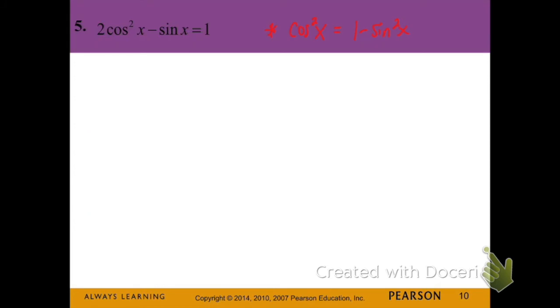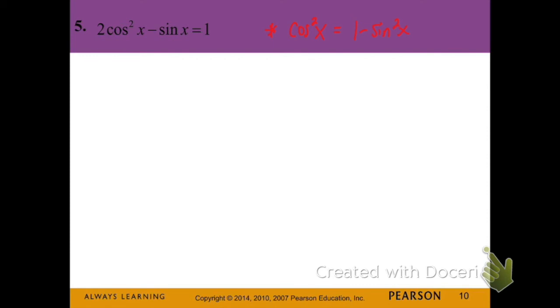For the next example, we're going to solve 2 cosine squared of x minus sine of x equals 1. So again, since I have a cosine squared and then just a sine term, I know I'm going to need to use some identity to replace cosine squared of x with something in terms of sine squared of x. So I'm using the Pythagorean identity. We know cosine squared of x plus sine squared of x equals 1. So I can rewrite that in terms of cosine squared of x, which I have here in red.